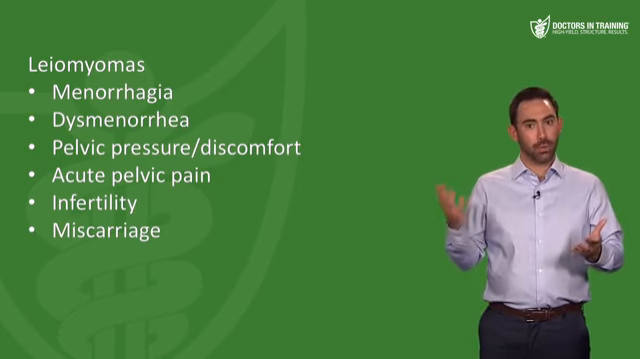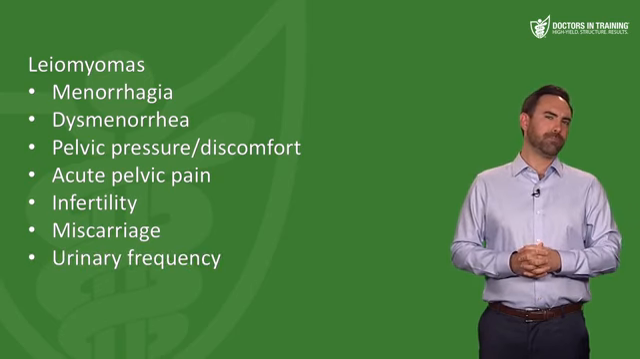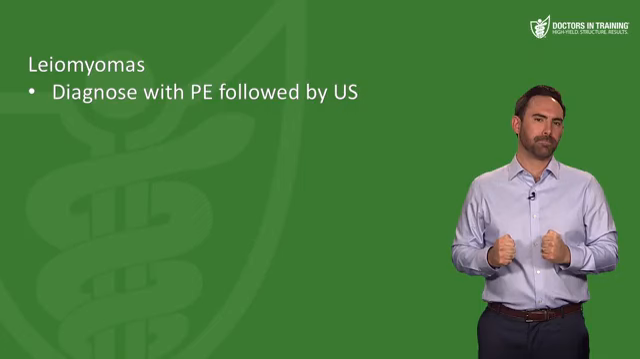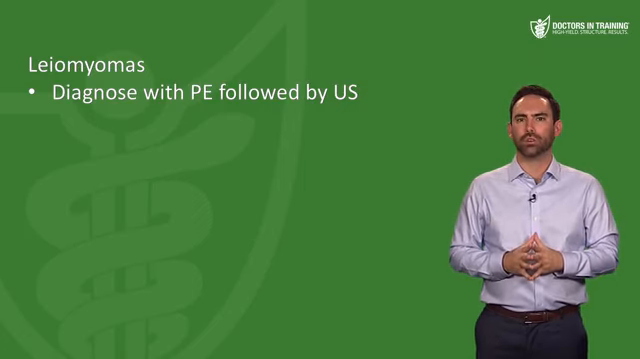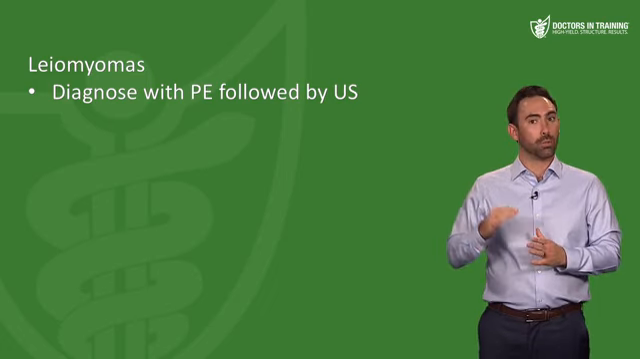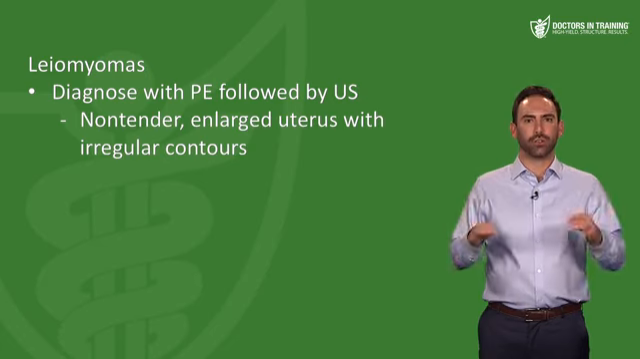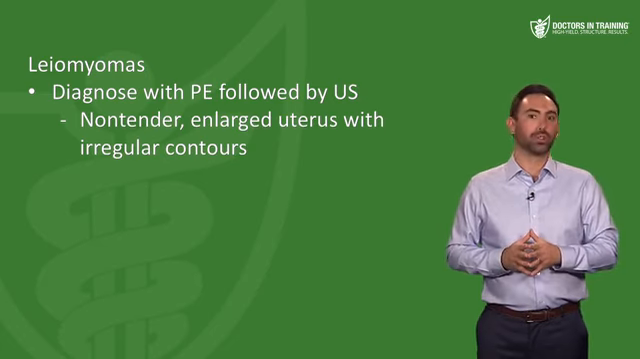And then another possible symptom is urinary frequency. Why is that? As you can see from this image, the bladder lies anterior to the uterus. So a large fibroid on the anterior surface of the uterus can compress the bladder and cause urinary frequency. Fibroids can usually be diagnosed by physical exam, followed by an ultrasound for confirmation. On exam, you'll feel a non-tender enlarged uterus with irregular contours.